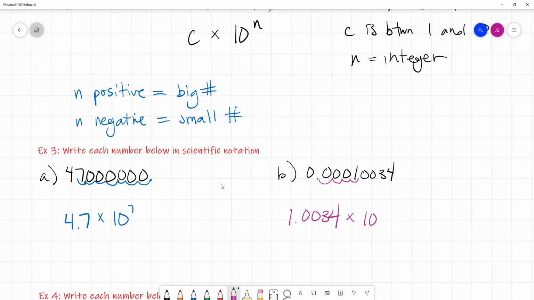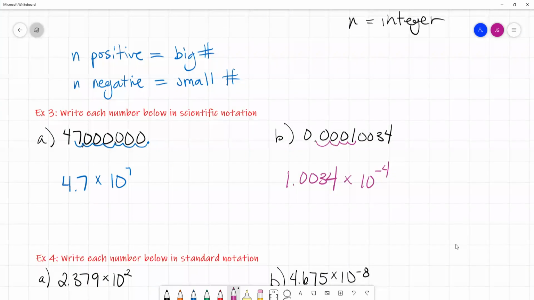How many spots did I move it? 1, 2, 3, 4. And since this was a small number, I need to have this exponent be negative because this is a tiny number. This is a decimal value, a number smaller than 1, bigger than 0. Because the earlier one was a big number, my exponent needs to be positive. This is a tiny number, so I need to have a negative exponent, okay?